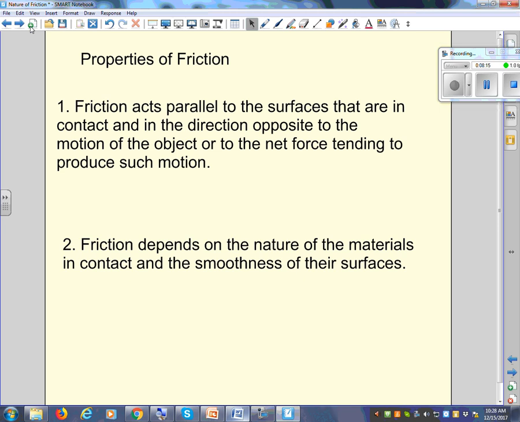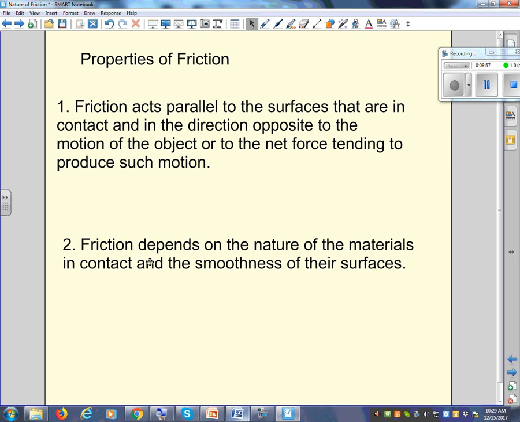Okay, some properties or characteristics of friction. If you find that in your reading there, I think it's on the second page. Anyone see where it says properties of friction? So I'll just summarize that. Friction acts parallel to the surfaces that are in contact and in the direction opposite to the motion of the object or to the net force tending to produce such motion. So when I push the coffee cup on the table, the motion is that way, friction is opposite the motion. If I push on the coffee cup but I don't push very hard, friction is still opposite that push. Even though it's not moving, friction is opposite the motion that's trying to be made.